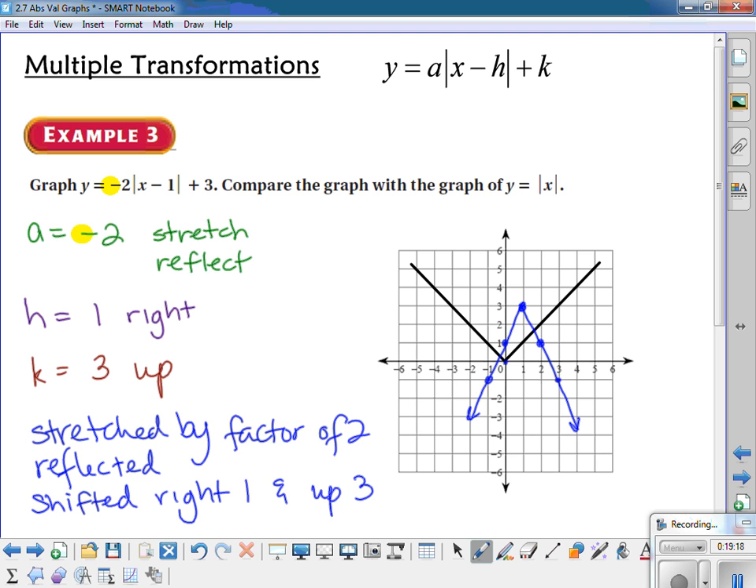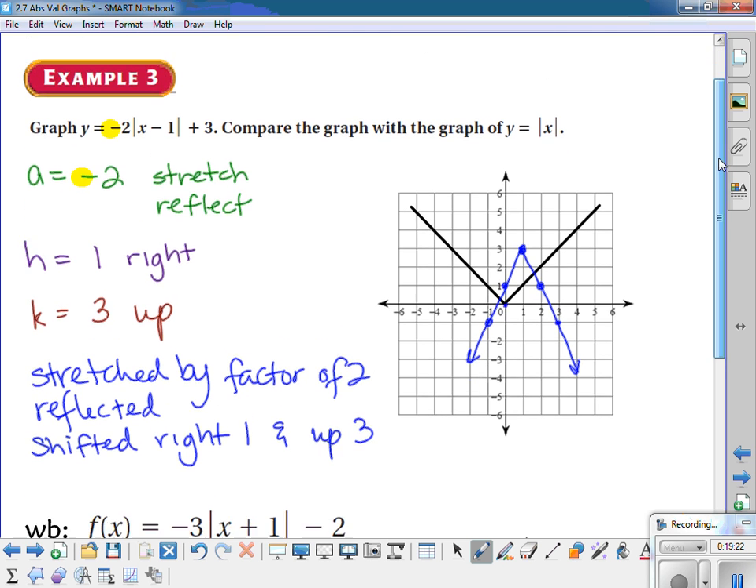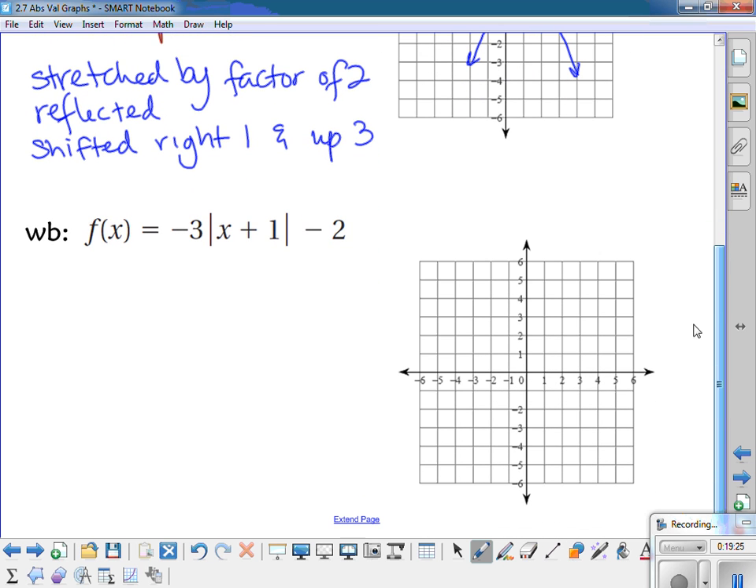Are you guys ready to do one yourselves? Heck yeah, let's do it. Okay. All right, so there's yours. If you first want to write down what A is and H and K, you can, and show me if you want to make sure you have that right.